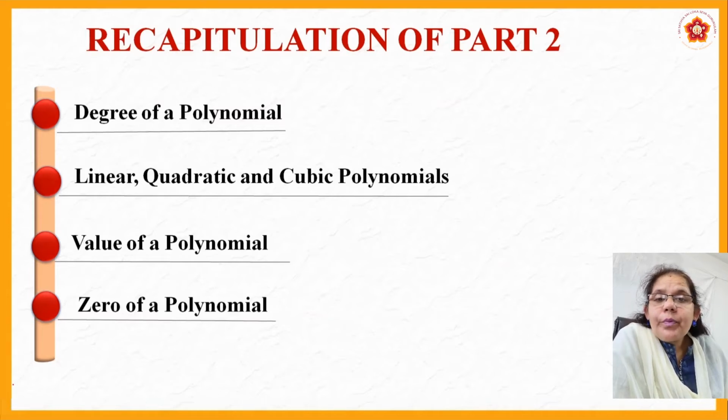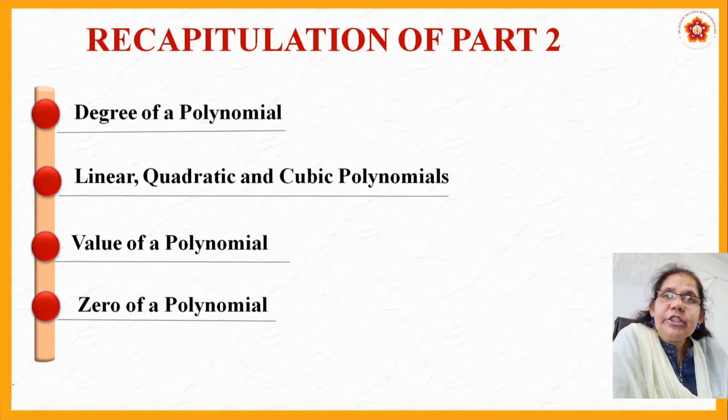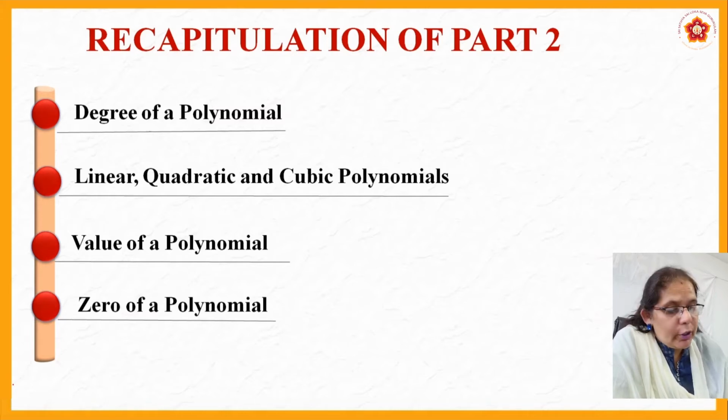Zero of a polynomial. For which value of the variable does the polynomial have the value 0 is called the zero of the polynomial. Many a time it was given, check whether such and such number is a zero of the polynomial or not. Or the questions were also, find the zero of the polynomial. So in that case, we had to see which value of the variable will make the value of the given polynomial 0.